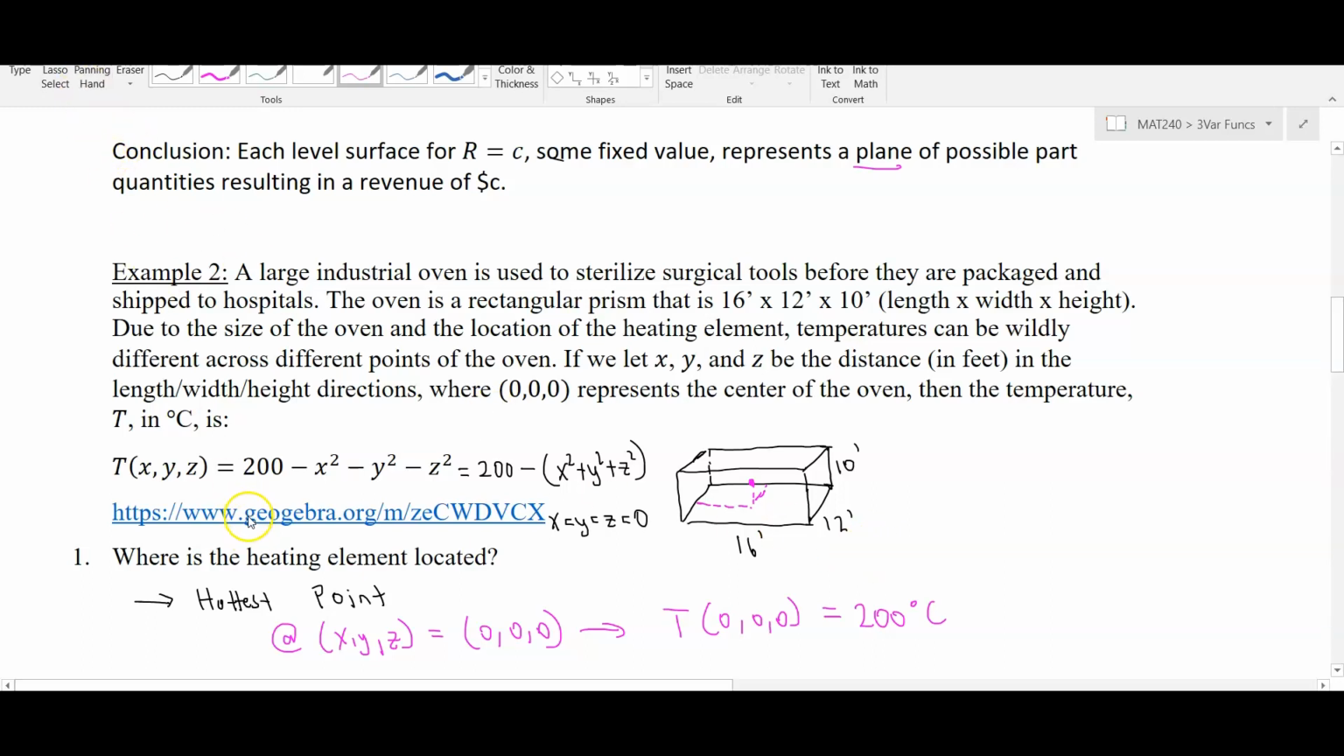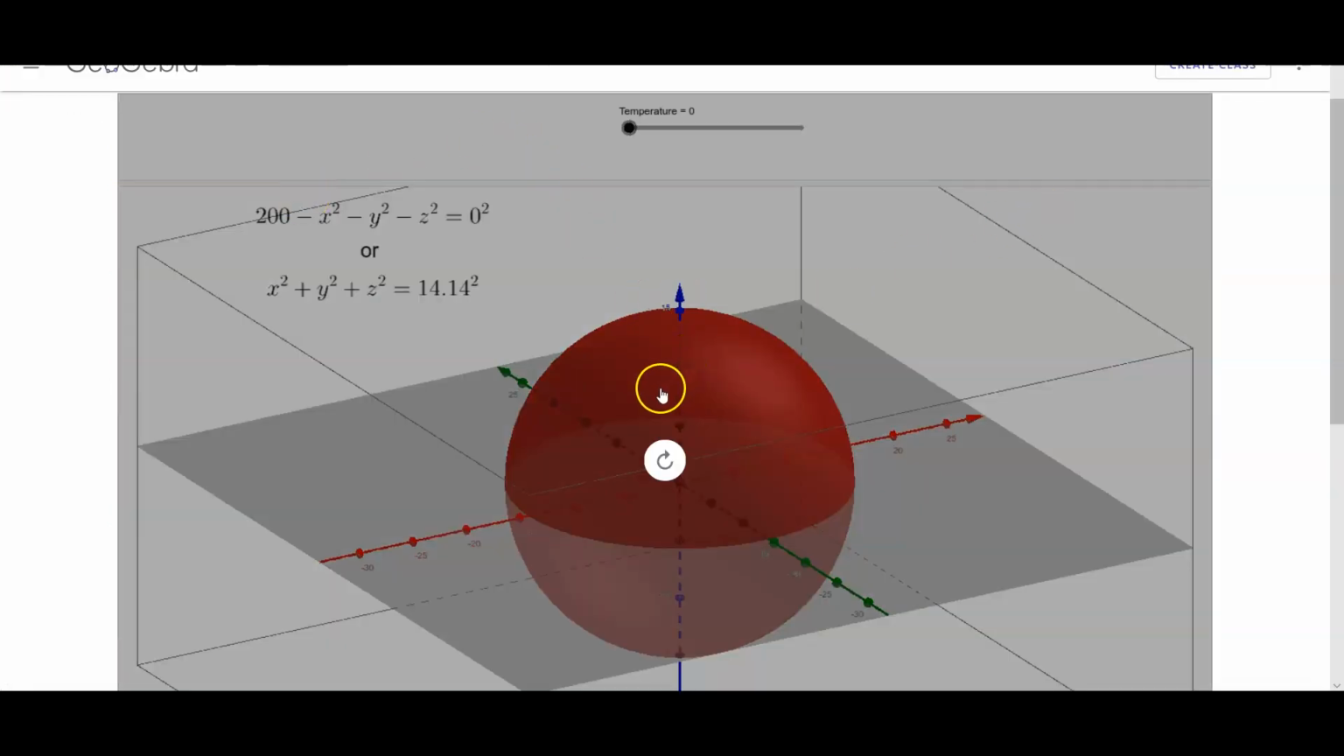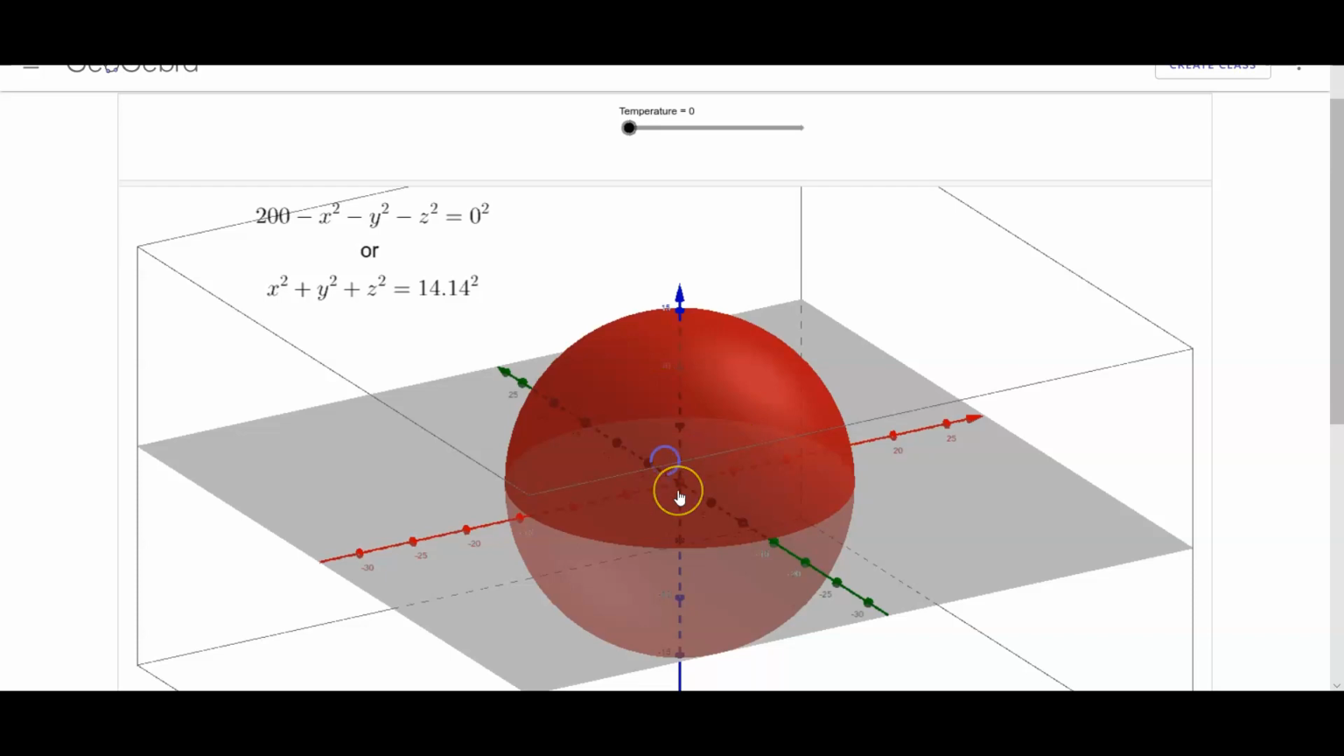All right, let's go ahead and take a look at the level surfaces of this family of level surfaces. So here's our applet designed specifically for this problem, and we can see that if we want to vary the temperature, this is just one form of that equation. Notice that this is the same thing as 200 minus x squared minus y squared minus z squared. Now, as I change the temperature, let's take a look at the shape.